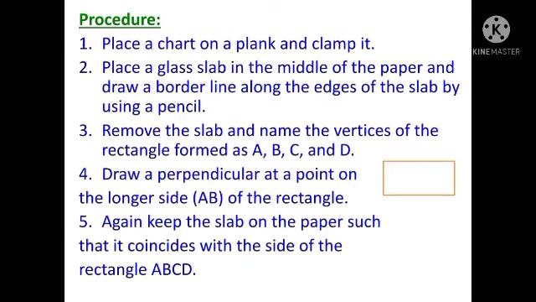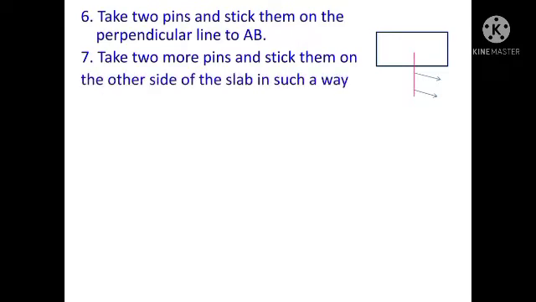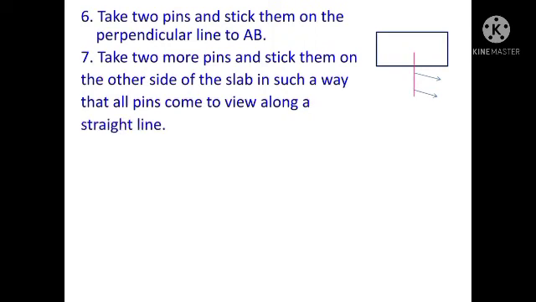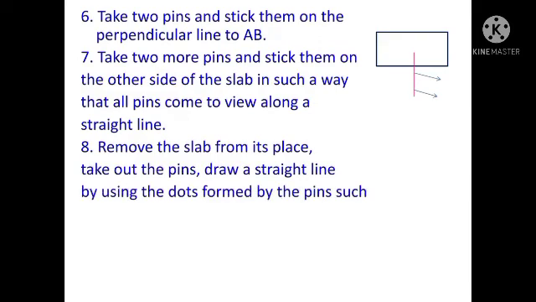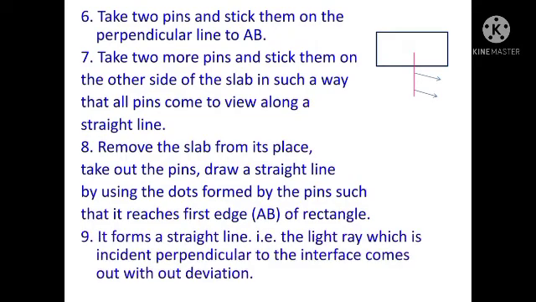You can see a rectangle, and to the longer side a normal is drawn. On that normal you have to fix two pins. Two more pins you have to stick on the other side of the glass slab in such a way that all pins come to view along a straight line. Remove the slab from its place. Take out the pins. Draw a straight line using the dots formed by the pins, which reaches the first edge of the rectangle.